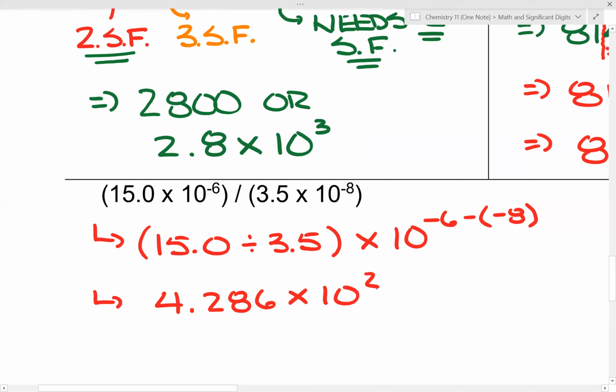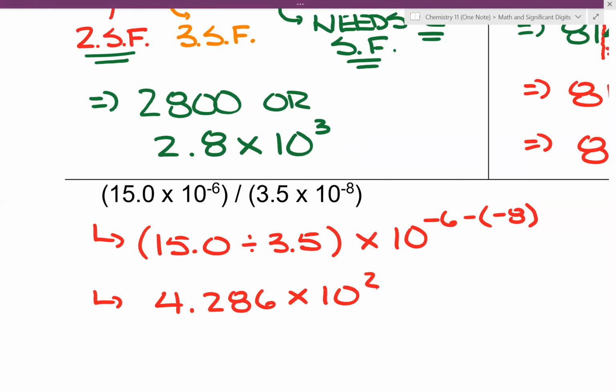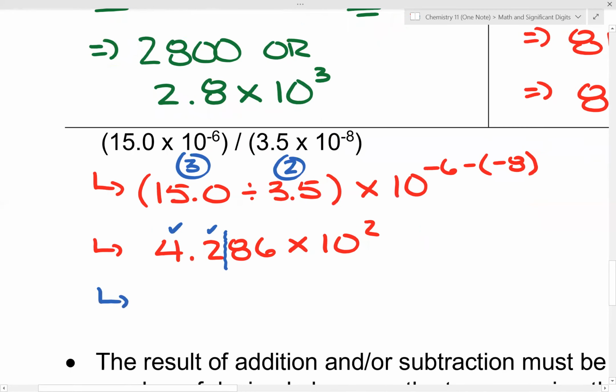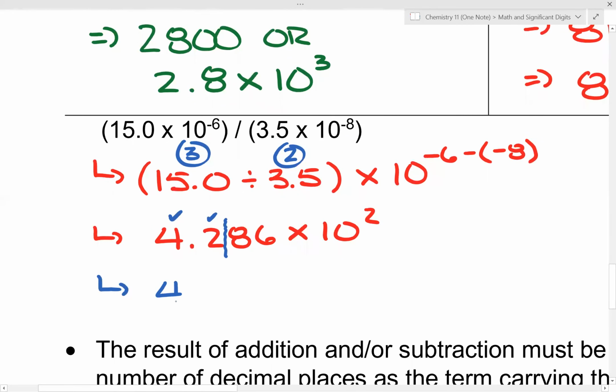Now, again, if you take a look, the number of sig figs should be 2 because of the 3.5. The 3.5 has 2 sig figs. The 15.0 has 3 sig figs. So I need 1, 2. And so what my real answer would be is 4.3 times 10 to the 2. Okay.